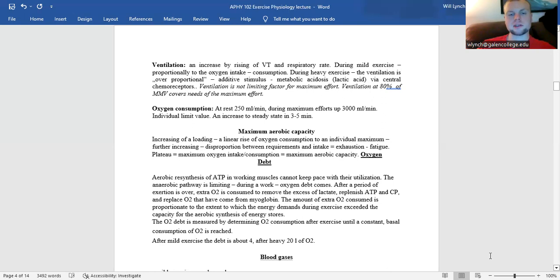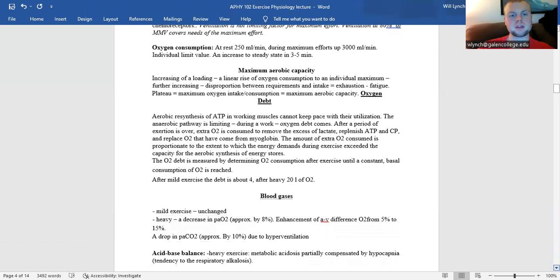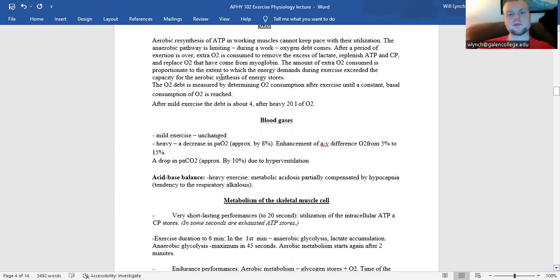Oxygen debt is going to be measured by determining the oxygen consumption after exercise until we have a constant basal consumption of oxygen, and that depends on how long it's going to take to get there. After mild exercise, oxygen debt could be about 4 liters. After a very heavy, intense session, it could be up to 20 liters of oxygen that is needed.